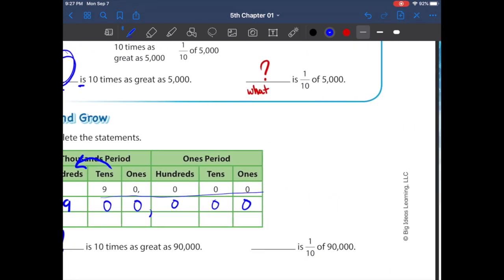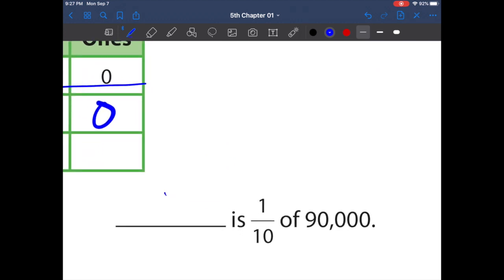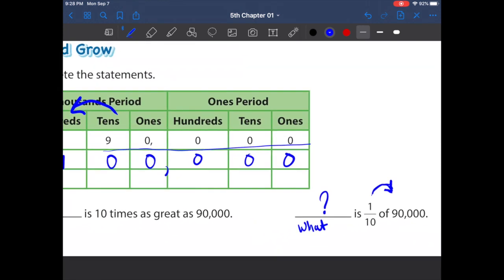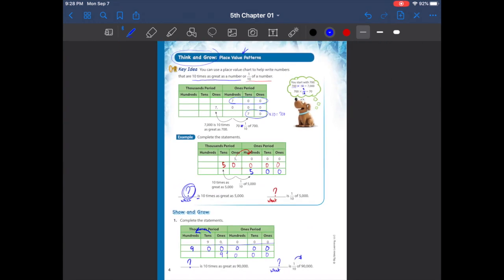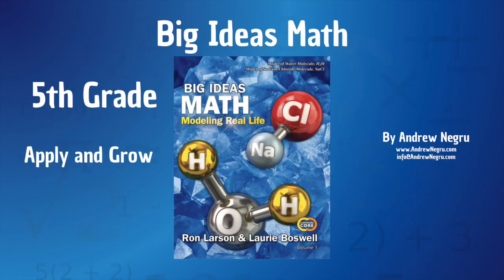Let's take a look at the other question. This question says, all right, we like to use the word what. So what is 1/10 of 90,000? So what we want to do is find, because right, we're dividing. So we're taking away from here. So what is 1/10 of 90,000? Well, that would be 9,000. Okay? All right, let's go on to the next section.